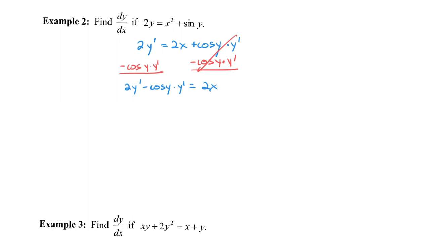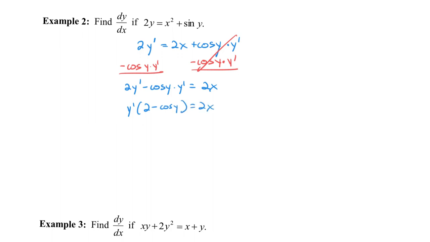And of course, if we're going to solve for y prime, we're going to want to factor y prime out. And this will be pretty standard with this type of problem. You differentiate everything with respect to x, then you get all the y primes on one side of the equal sign. And then you factor out a y prime because we're solving for y prime. So I factor out this y prime, and I get y prime times 2 minus cosine of y equals 2x.